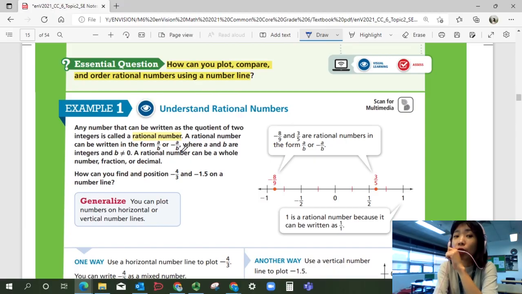Because if it's 0, you can't divide any number by 0, it's undefined. So it's not a real number. A rational number can be a whole number, fraction, or decimal. So whole number also is a part of the rational number category. Okay, whole numbers, integers, they're all part of rational numbers. But rational numbers also include decimals and fractions. How can you find and position negative 4 over 3 and negative 1.5 on the number line?